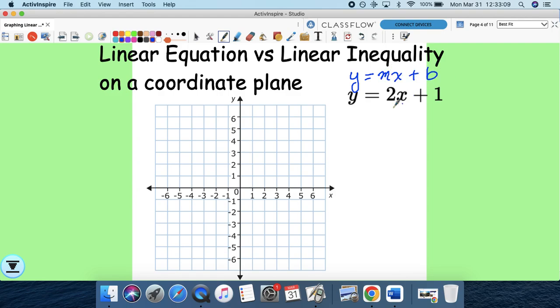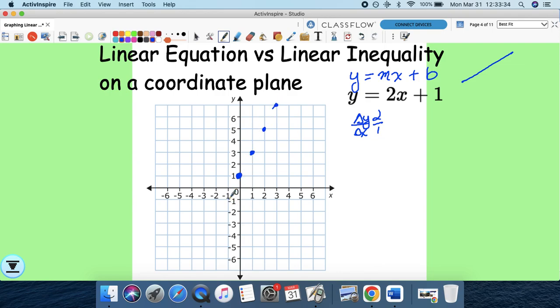Where b is the y-intercept, so right off the bat, I'm going to go to 1, y equals 1, and draw my first point. And my slope is positive 2, which means that from left to right, it's going to go up. So the change in y is 2, and the change in x is 1. So between y values, let's count 2, and between x values, let's count 1. So 2 up, 1 to the right.